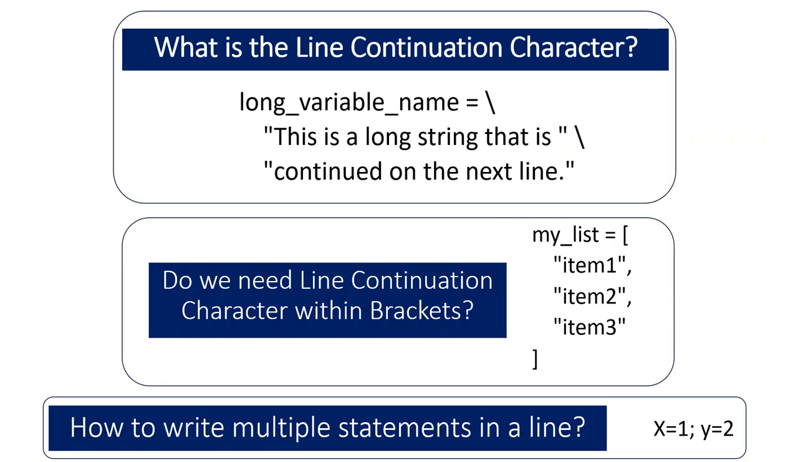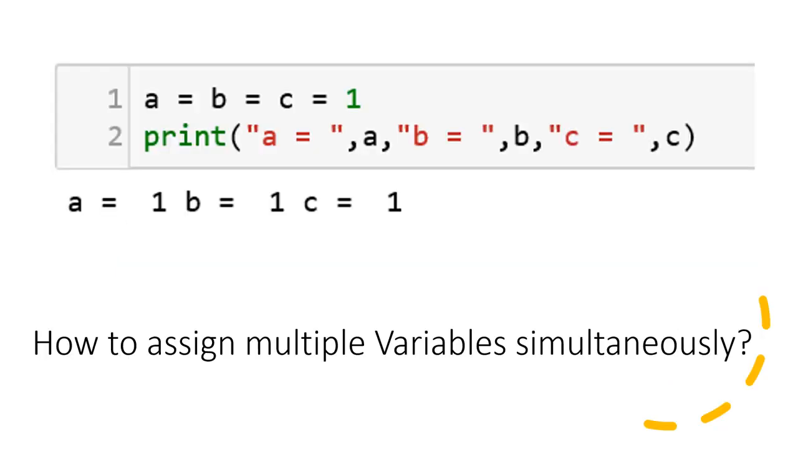What is the line continuation character? It is the backslash. And do we need the line continuation character within brackets? No, we do not need it. And we can write multiple statements in a line with the help of a semicolon in between the statements. Finally, it is possible to assign multiple variables simultaneously in a Python code using multiple assignment operators, as in a is equal to b is equal to c is equal to 1.